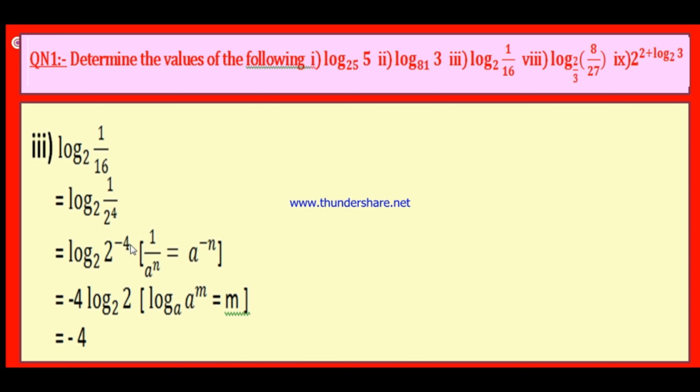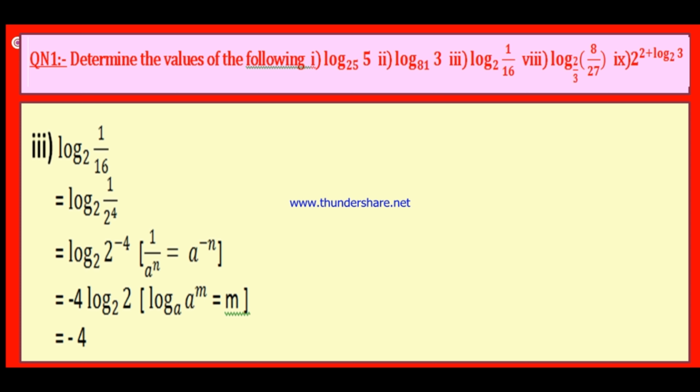Now, this exponent may come as a quotient. That is, minus 4 log 2 to the base 2. Why? Because this is the formula: log a power m to the base a is equal to m into log a to the base a. Therefore, this is minus 4 into log 2 to the base 2. But log 2 to the base 2 value is 1. Therefore, this is minus 4.